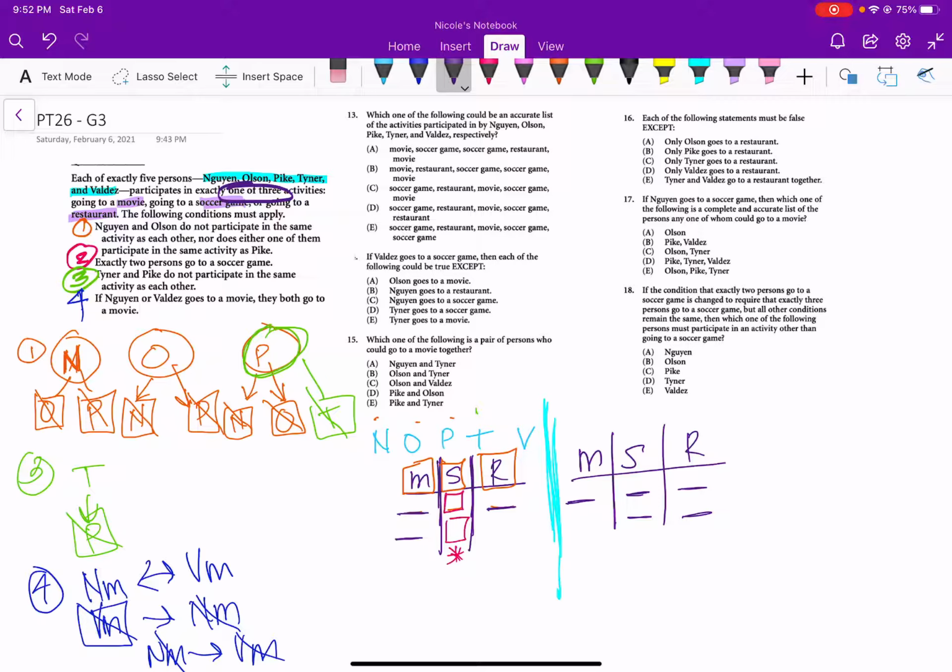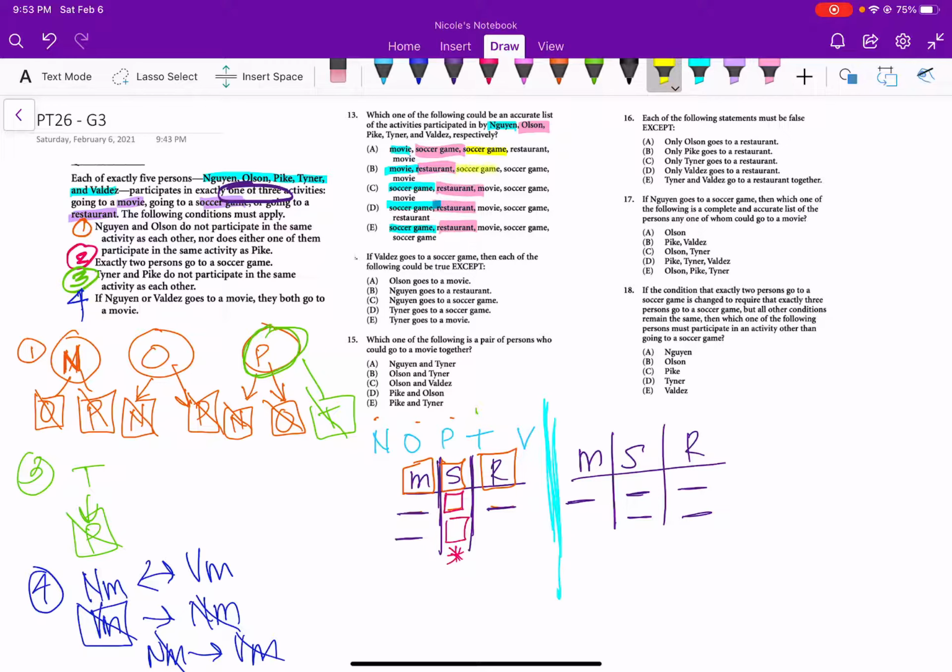All right, so let's start with number 13. Which of the following could be an accurate list of activities participated in by them respectively? Oh, and it's putting them in order here. So what this means is N would be referring to the first thing in the list, and O would be the second one. So when it says respectively, that's what it's referring to.